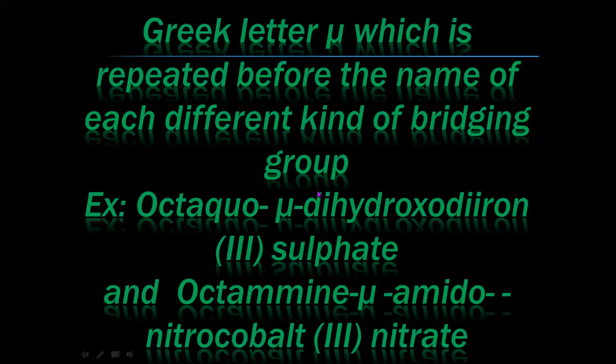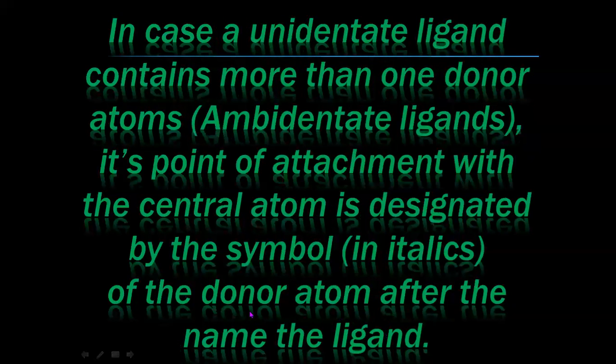Hydroxo means two OH minus groups are there, and mu means OH minus will link these two as a bridge, and then octaaqua means 8 water molecules are there, and 3 represents the oxidation state or oxidation number or valency of iron. One more example which we have is octaammine, mu amido, nitrocobalt 3 nitrate. 8 ammine groups are there, and the amido group forms a bridging group with cobalt. And then the oxidation state of cobalt is 3, and nitrate is the anion of the complex, which gets ionized in water, and this part will not get ionized, therefore it is called the complex ion or coordination sphere. And that coordination sphere has 2 metal atoms, both of iron.